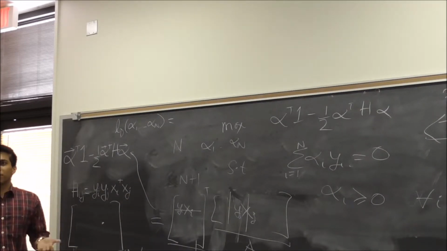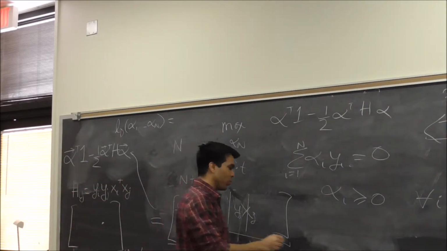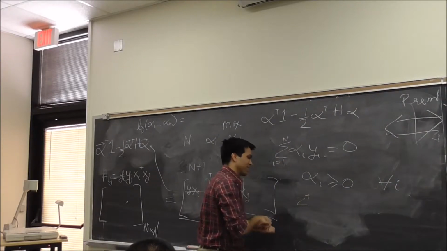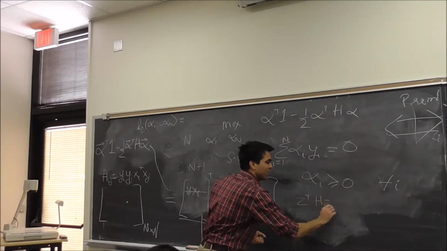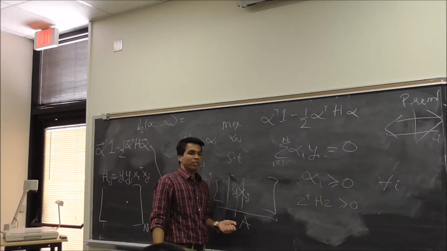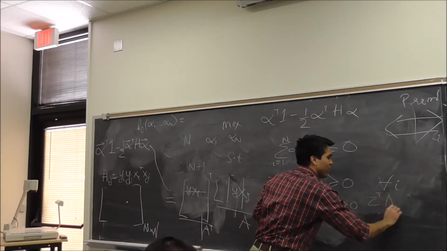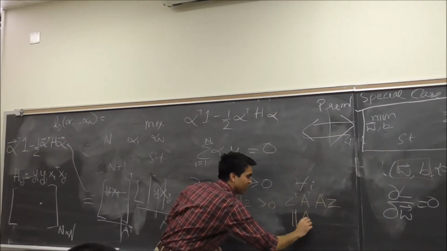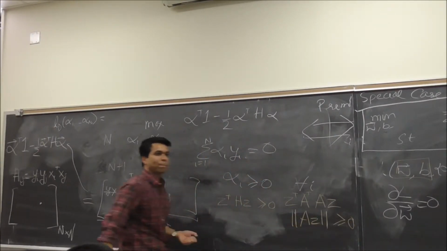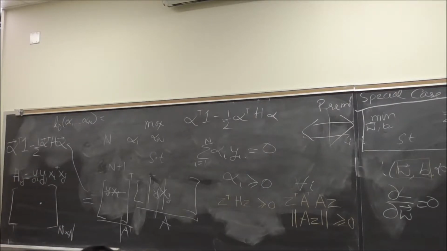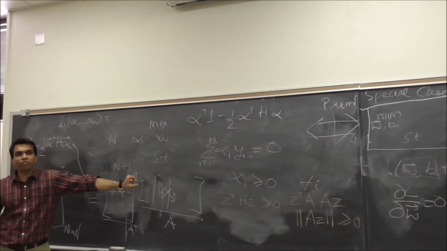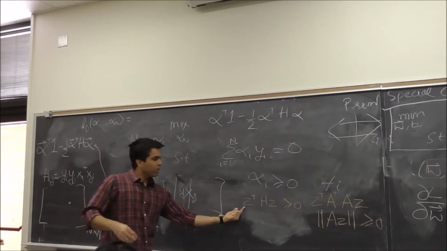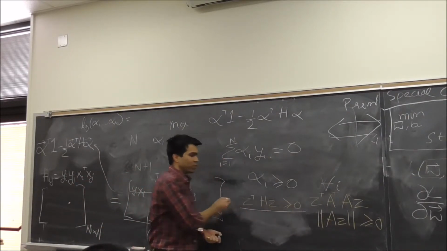We know that anytime you can express a matrix as A transpose A, it's always positive semi-definite. Why? Because if you take a, what variable should I use? Z. Z transpose H Z, if this is always greater than or equal to zero, then H is positive semi-definite. And Z transpose A transpose A Z is the squared norm of AZ. That's always greater than or equal to zero. So if you can write a matrix as an inner product of two other matrices, then that becomes the norm of a vector, and therefore Z transpose H Z will always be nonnegative, and that's the definition of positive semi-definiteness.